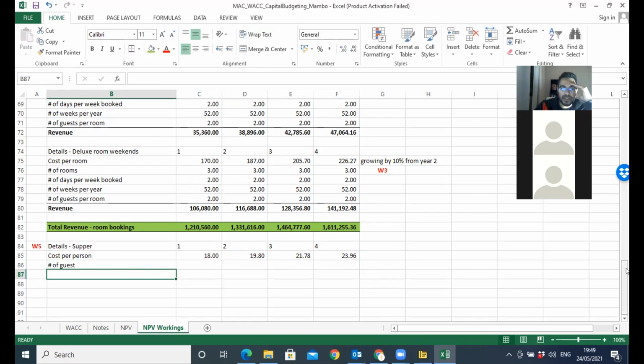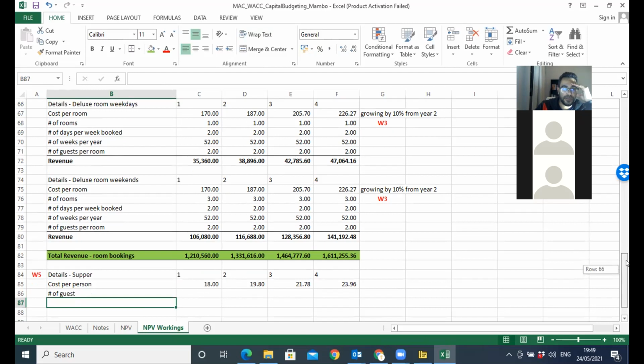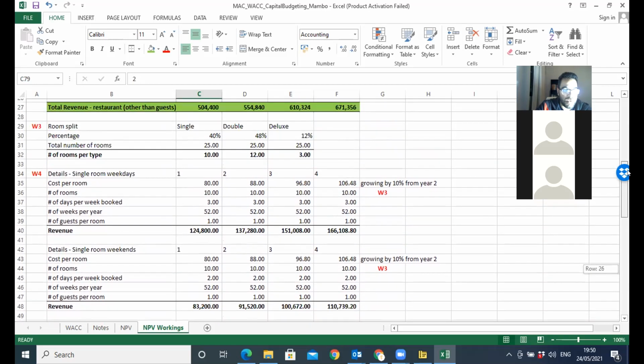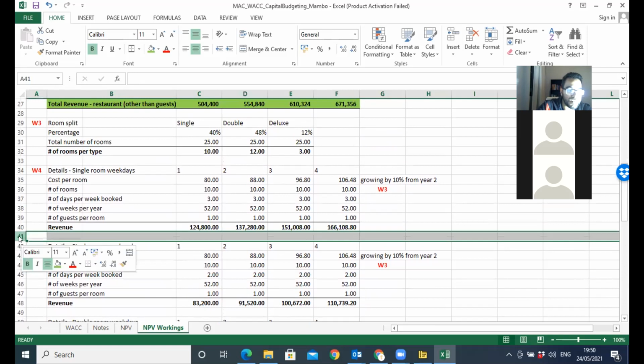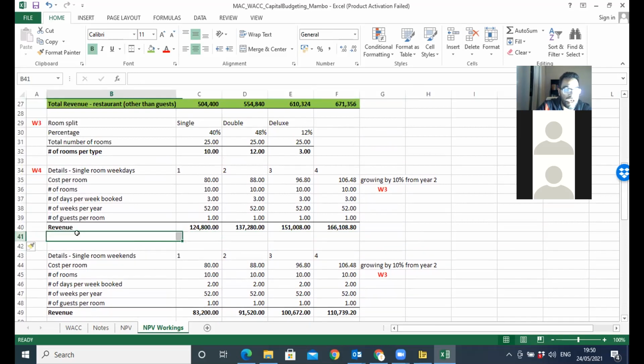The way we can get the number of guests is basically this. There are 3 rooms, and each room is booked twice a week. There are 52 weeks and there are 2 guests per room. That will give us the number of guests. So just take note. To make it easier, under each of these, we're going to work out the number of guests.